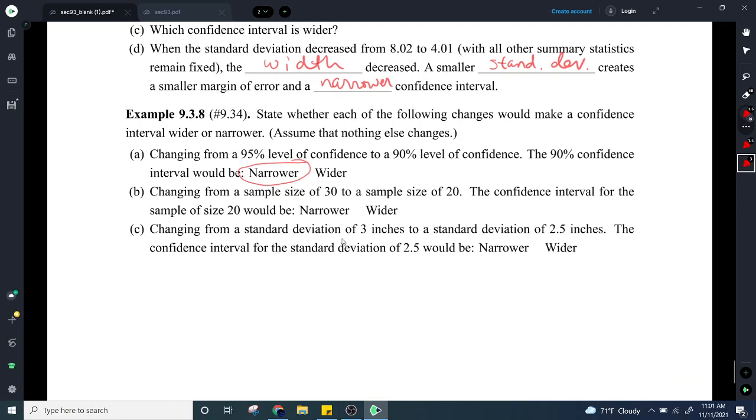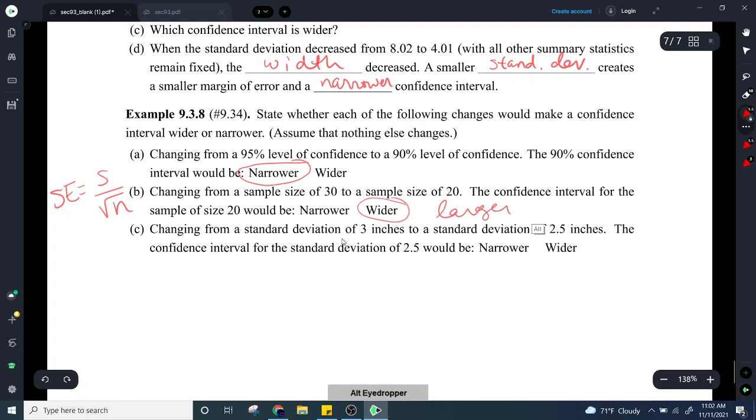Changing the sample size of 30 to a sample size of 20. So if we reduce the sample size, let's think about that. A smaller sample is going to increase the standard error, right? So again, the standard error is determined by S divided by the square root of n. So if we reduce the sample size, what is that going to do to this number right here? Smaller denominator means larger standard error. So a larger standard error would produce a wider interval. If you want to make a note, this would produce a larger standard error.